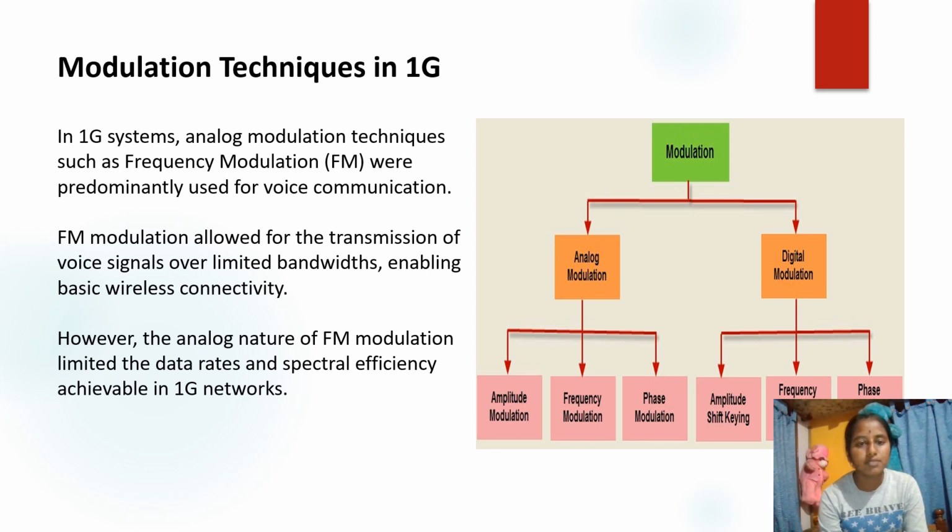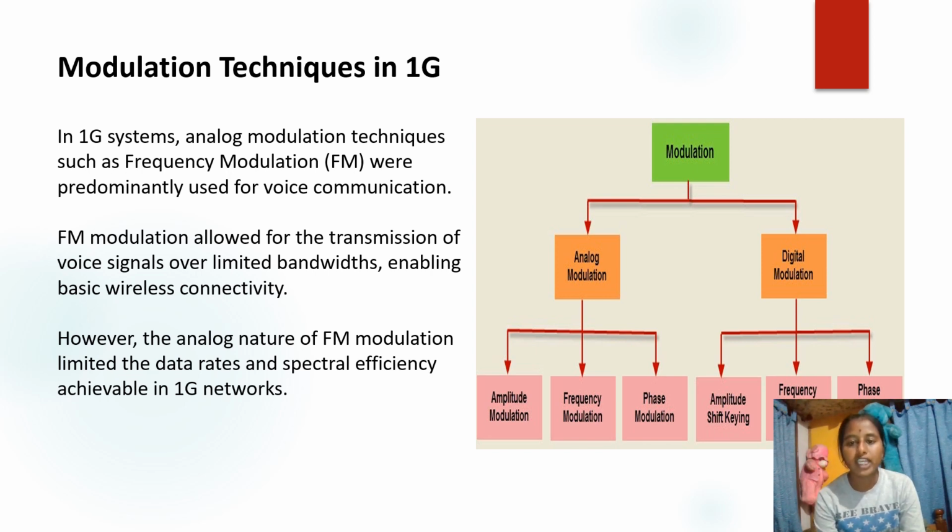In 1G systems, analog modulation techniques such as FM, which stands for frequency modulation, were predominantly used for voice communication. Frequency modulation allowed for the transmission of voice signals over limited bandwidths, enabling basic wireless connectivity. However, the analog nature of frequency modulation limited the data rates and spectral efficiency achievable in 1G networks.